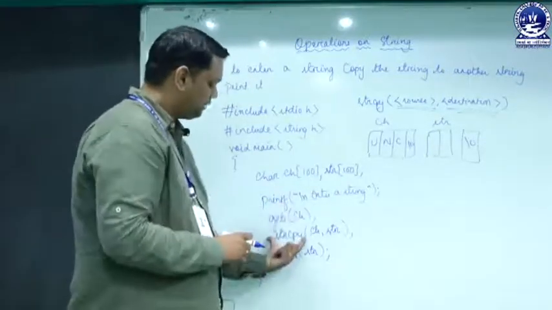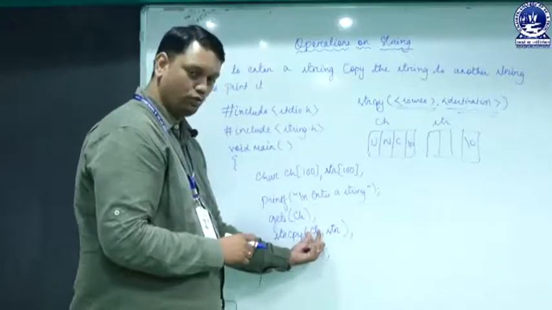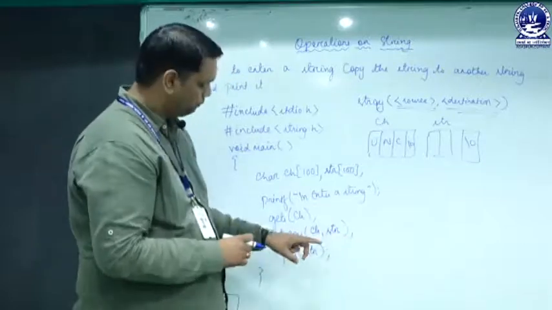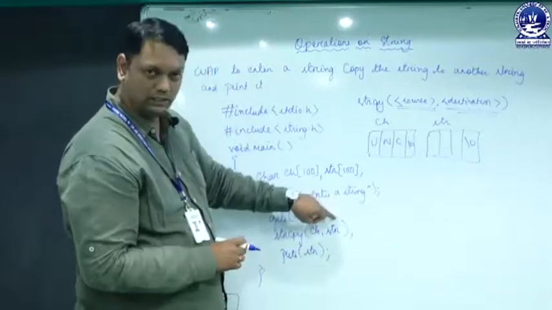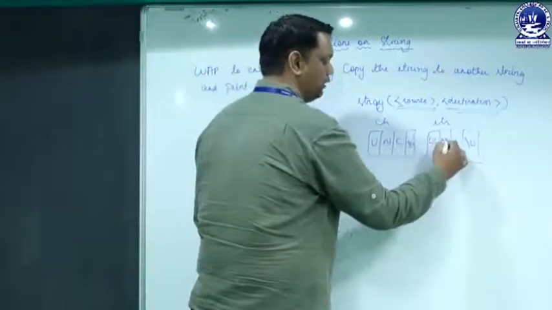strcpy has a structure where the first value will be the source and the second value will be the destination. So the ch value will be copied to str. The unc value will be copied to str, so str will have unc.